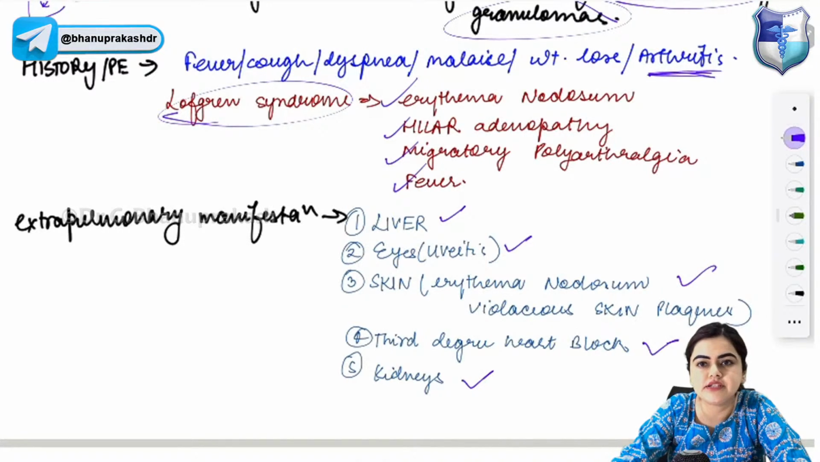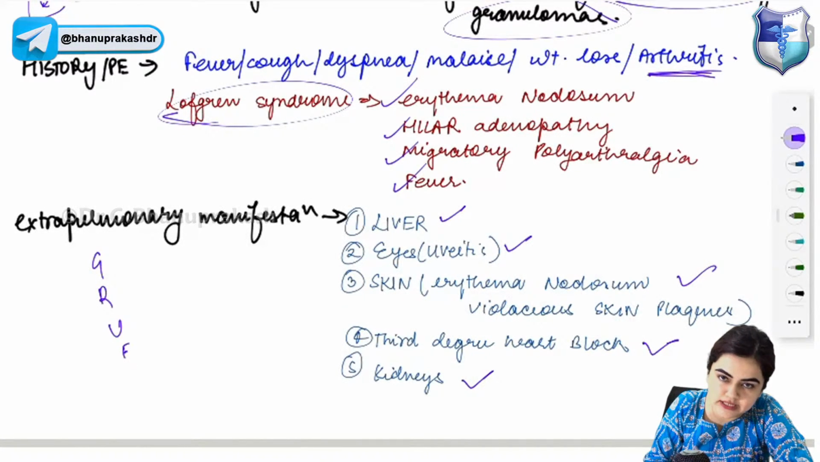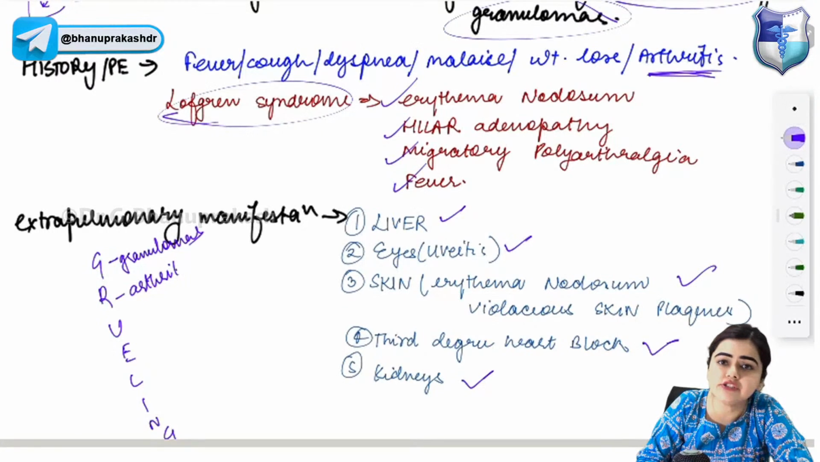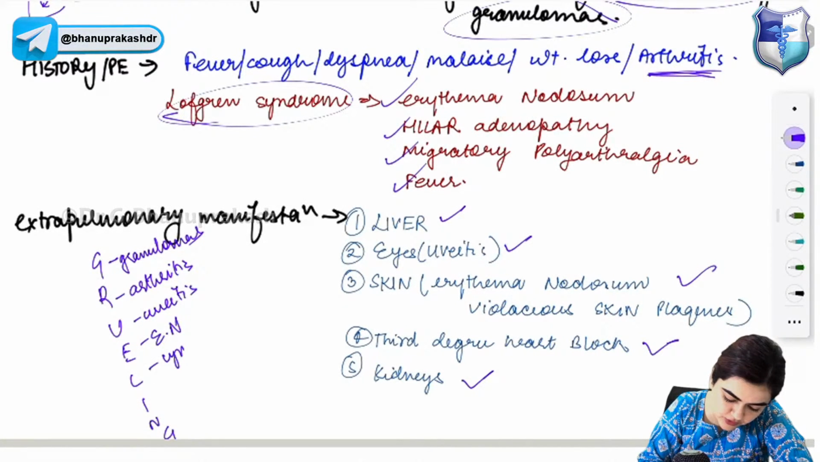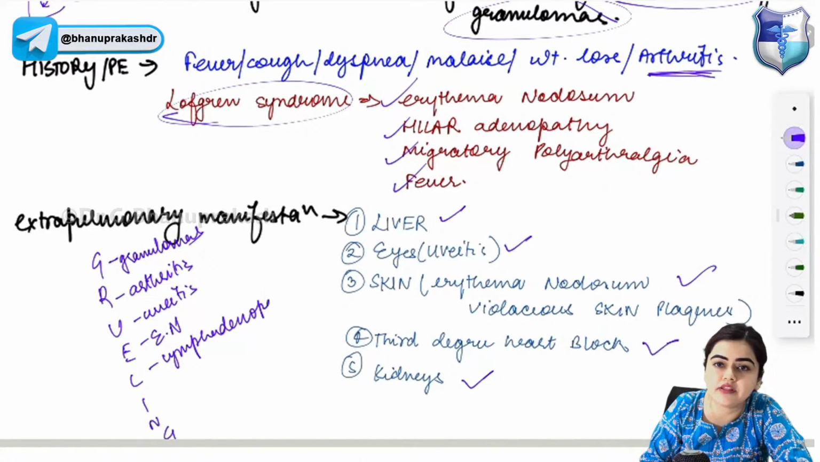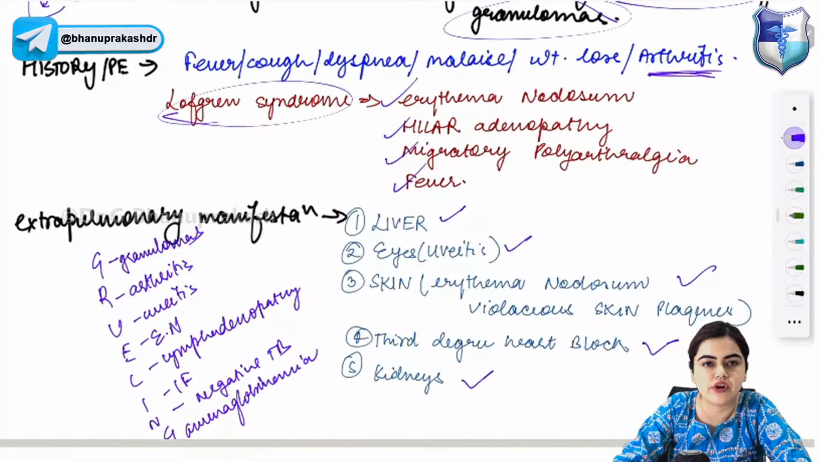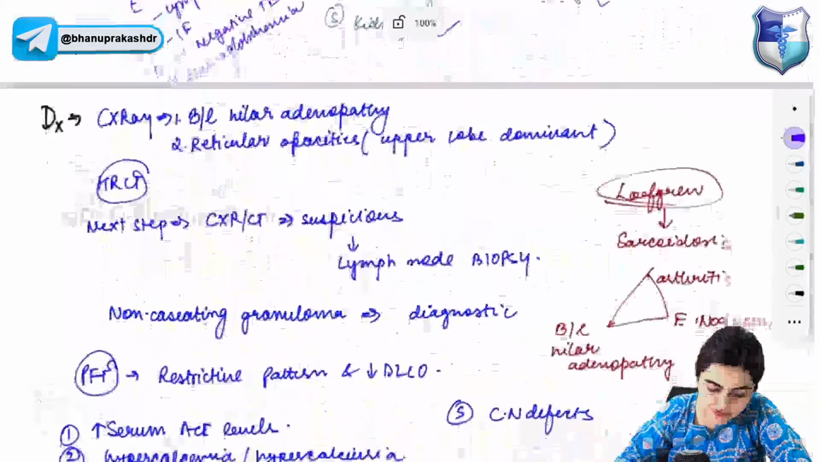Please remember the features of sarcoidosis by the mnemonic GRUELING. So you get granulomas, arthritis, uveitis, erythema nodosum, lymphadenopathy, particularly hilar lymphadenopathy, interstitial fibrosis, a negative TB test, and gamma globulinemia in sarcoidosis.